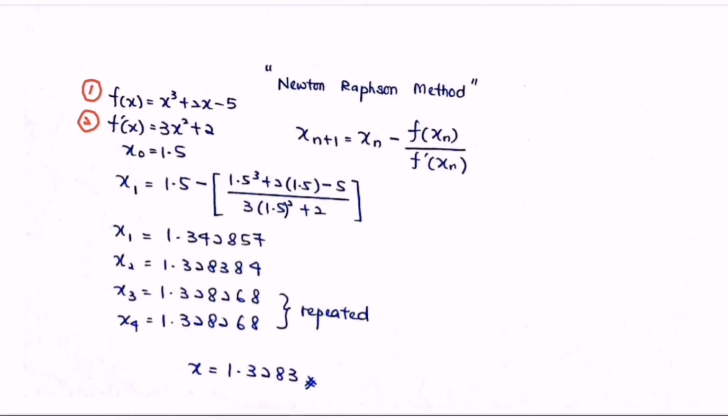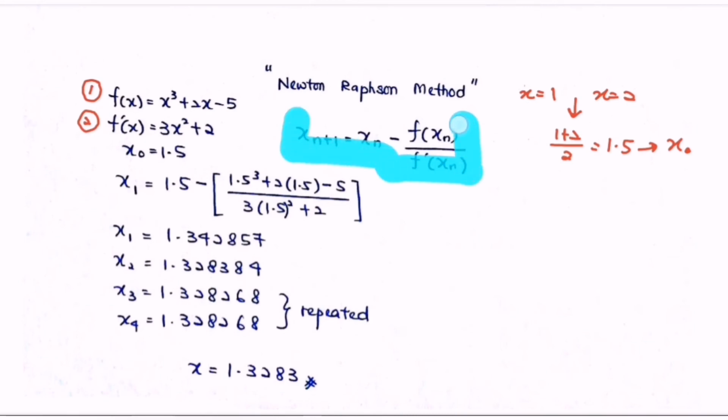So how to determine the x naught? If we refer to the searching for sign change, we have the root between 1 and 2. So kindly locate the midpoint, meaning 1 plus 2 over 2, so we will have 1.5. This is what we call the x naught, just an estimation. Next, kindly refer to the formula. This is the formula for Newton-Raphson.